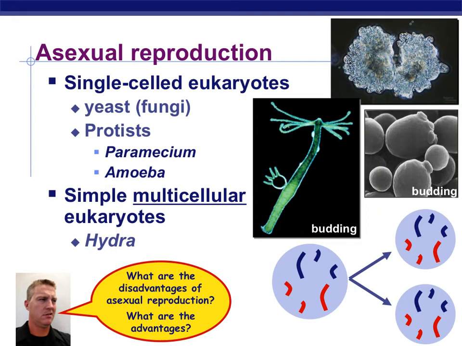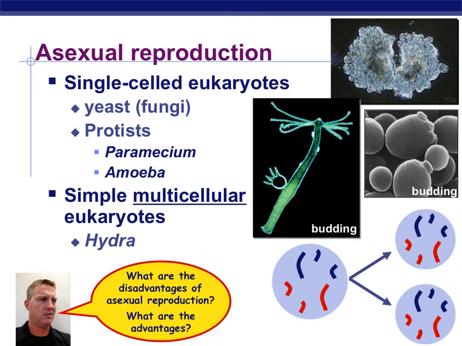There are a number of organisms, specifically yeast and many protists that are single-celled eukaryotes, that use mitosis for asexual reproduction, as well as some multicellular eukaryotes that are still simpler organisms. This budding that occurs in Hydra is an example of asexual reproduction.